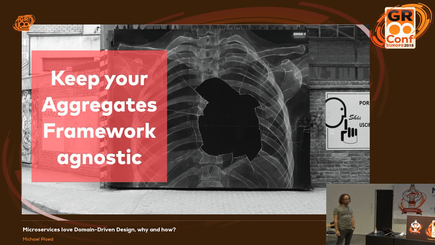Another thing that I want to have is, I don't want to see any framework stuff in my aggregates. I don't want to have any Grails stuff in there. I don't want to have any Spring stuff in there. Keep them plain Groovy or plain Java or plain whatever you have. No technologies, no frameworks in there. They should really reflect your business core, your business stuff.